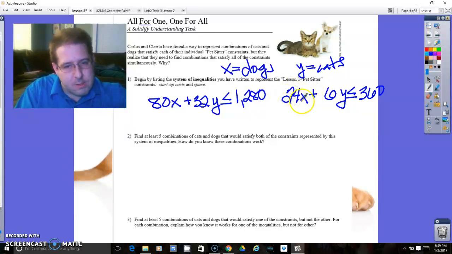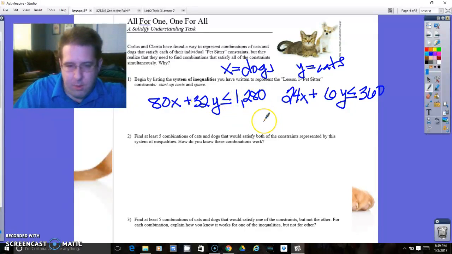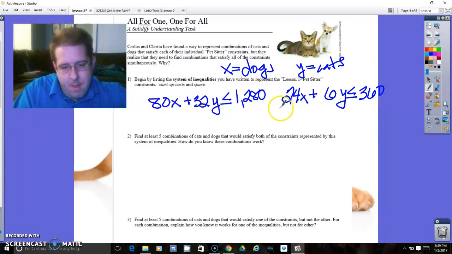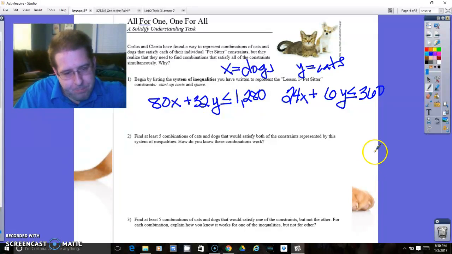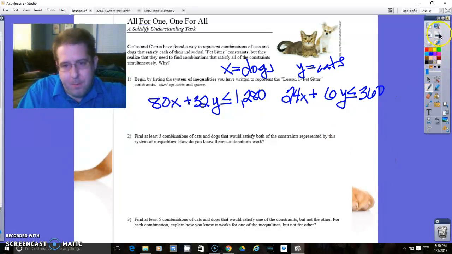So if there was no dogs, this would be 0, plus 6 times 60 makes 360, and that is equal to this. That works for this constraint, but 60 times $32 is way more than $1,280. I don't know what that is off the top of my head, but I'm 99% sure it's more than that. So it meets this criteria, but does not meet this criteria. Okay, so that would be an example.